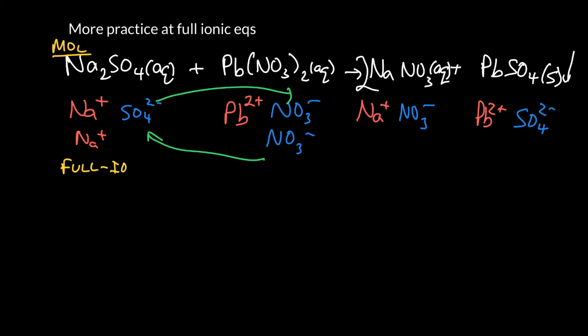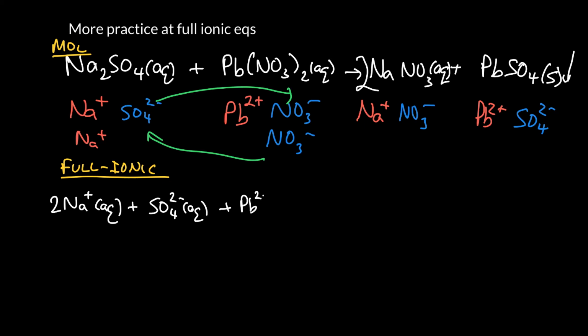And so in the full ionic, we just break down everything that is soluble into ions. So we've got sodium, and we got 2 of them, so we use a coefficient of 2. Looks like that, and we got our sulfate. Okay, so there we go. And then we got our lead, and we got 2 nitrates. So remember, we put a coefficient in front of them, right? They're no longer stuck together.